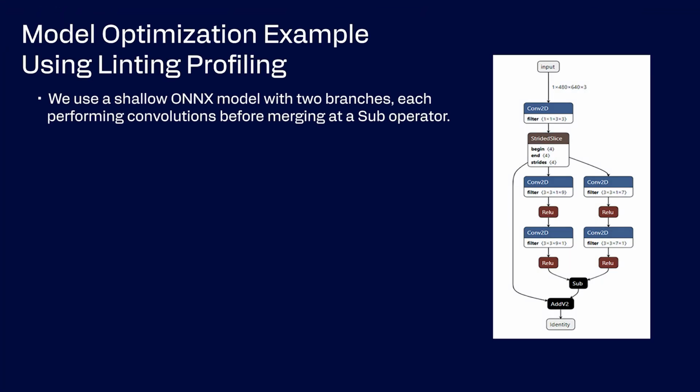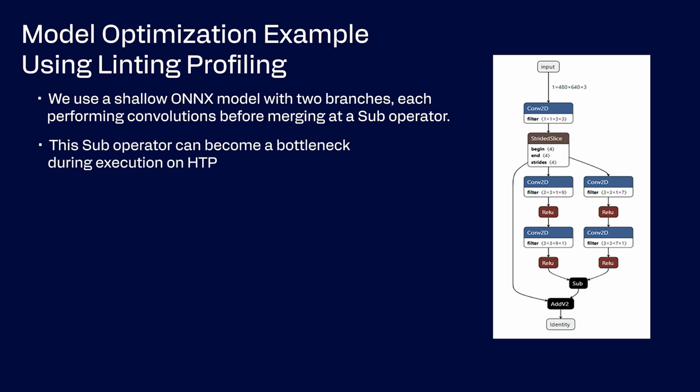In this example, we have a very shallow neural network model in ONNX format. The model has two intermediate branches, each branch performing a couple of convolutions before the results are used in a sub-operator. We'll show how this sub-operator would be a bottleneck when executing this model on HTP using linting profiling mode.